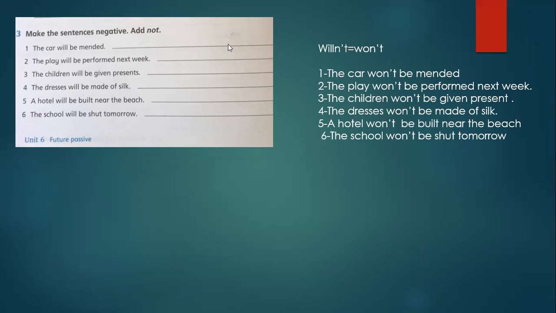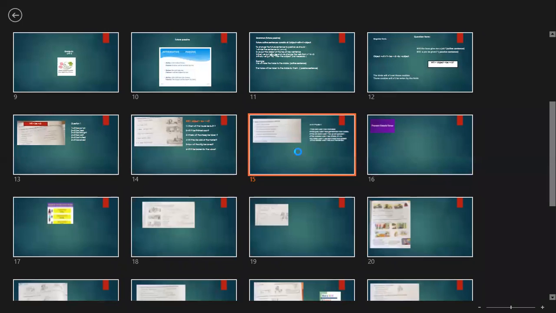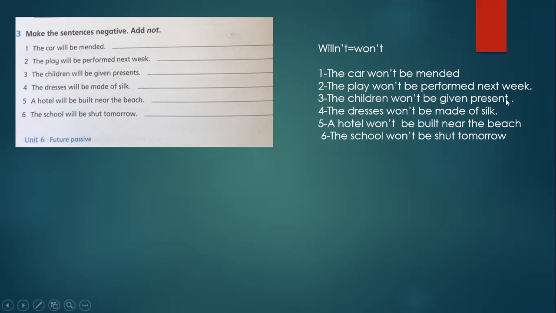Here we have S, sorry. Put S here, okay? The dresses will be made of silk. Silk means حرير, okay? The dresses will not be or won't be made of silk. A hotel will not or won't be built near the beach. The school will not be shut tomorrow. Okay, shut is the same as close.